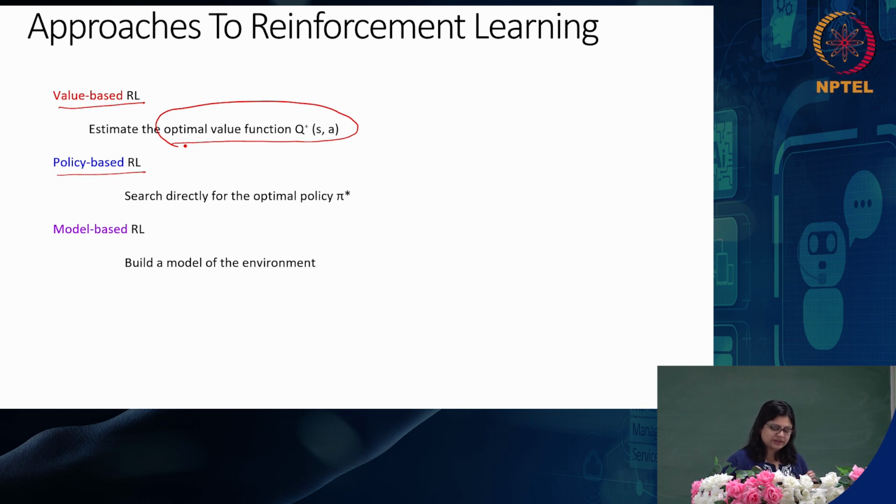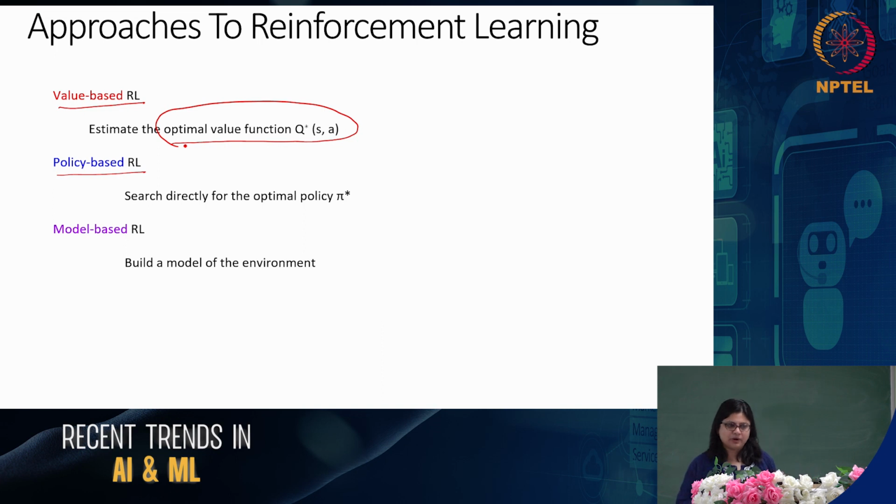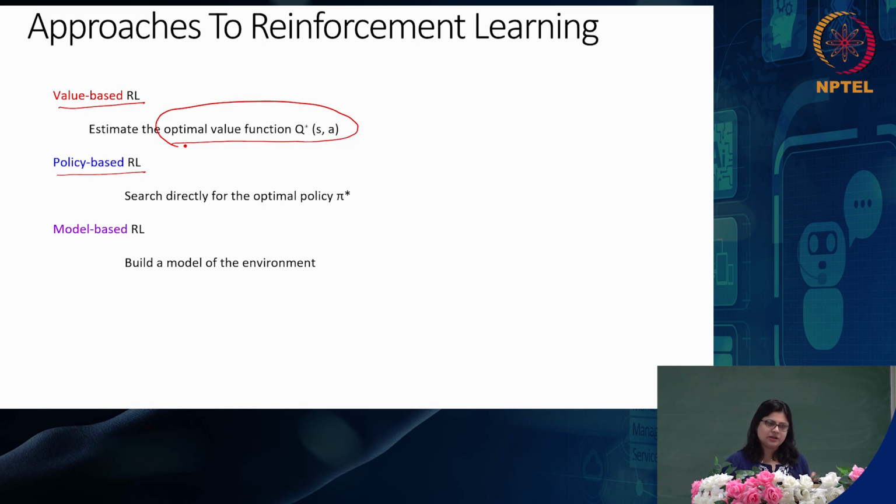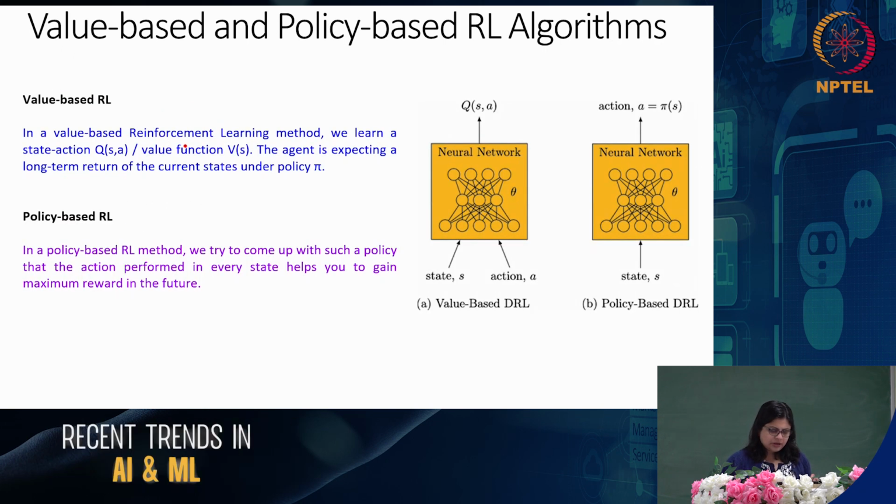I will discuss DQN and DDQN, which are value based RL, where we will be mostly optimizing the Q function. Then there are policy based methods where we are directly optimizing pi, meaning we get the action directly from the state. There is no value or Q function there. And then there is also model based RL.